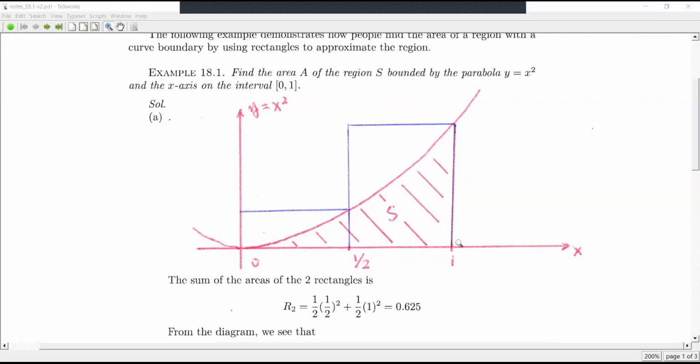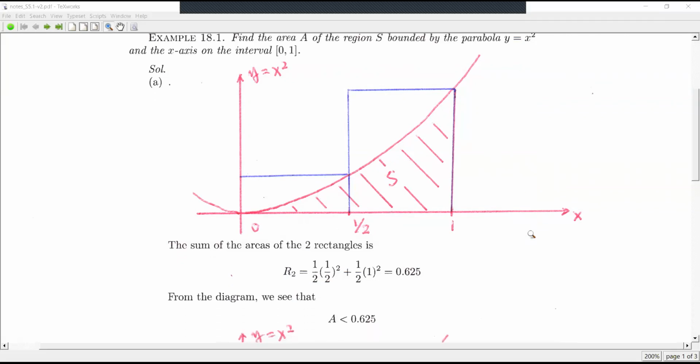From this diagram, the area of the region clearly is less than the sum of the areas of these two rectangles. Therefore, we get this inequality. A, we want to find A. A means the area of the region S. From this diagram, we can see that A is less than 0.625. Okay, at this point, we don't know what A is, but I can tell you that A is not greater than this number.